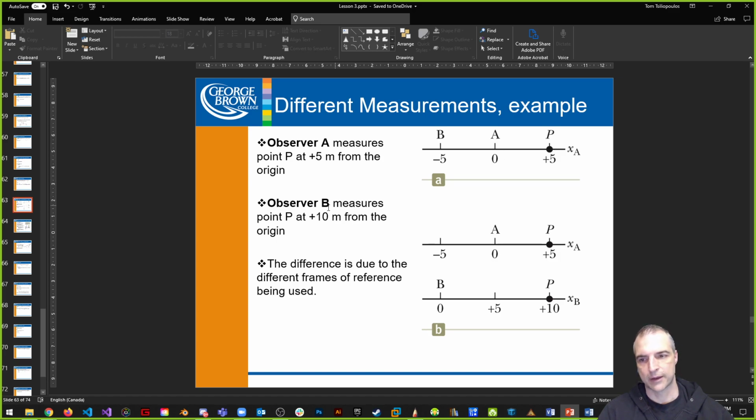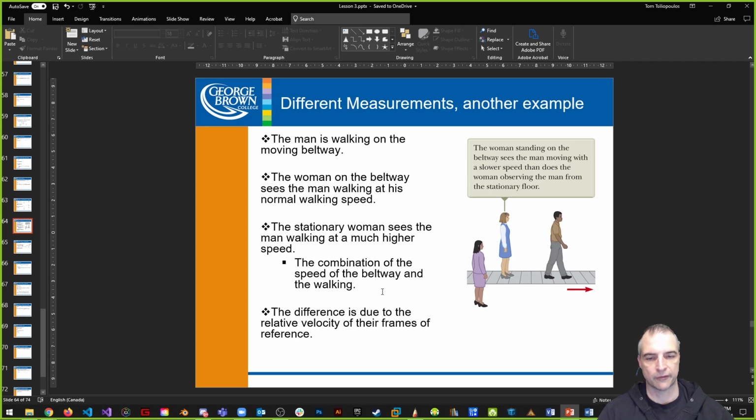Observer B measures point B at 10 meters, right? So there's two differences. I'm an observer sitting in a different spot. I can say that I have a different frame of reference, and because I have a different frame of reference, it'll affect the way that I perceive the motion. Okay, I just want you to get that.